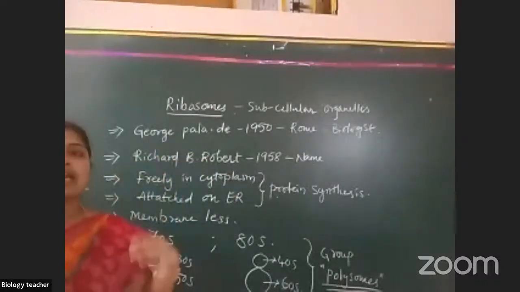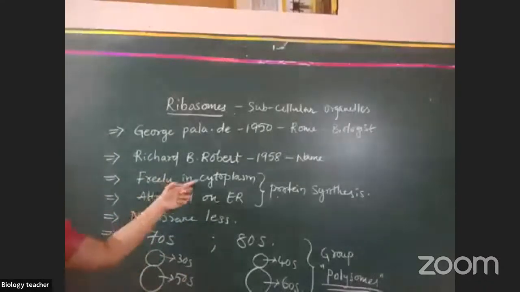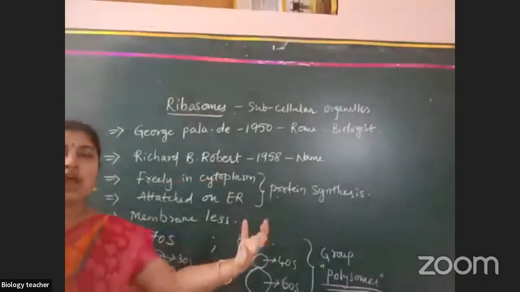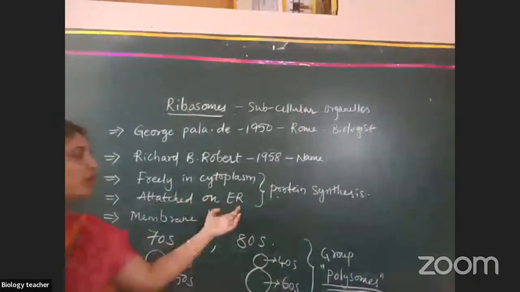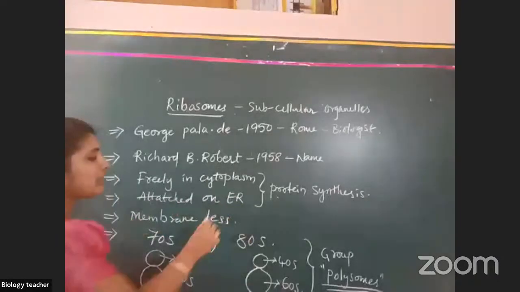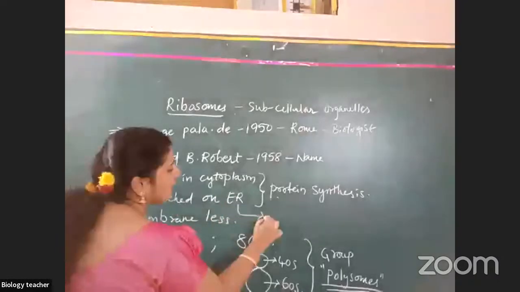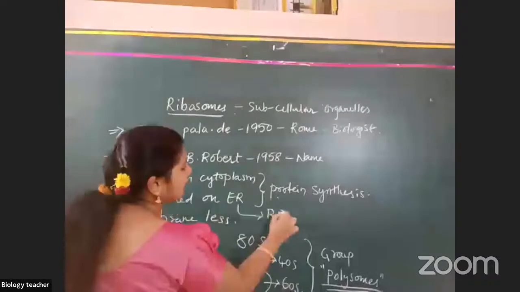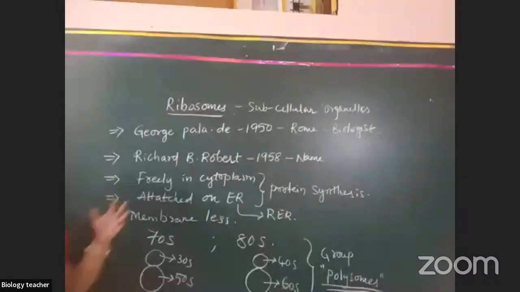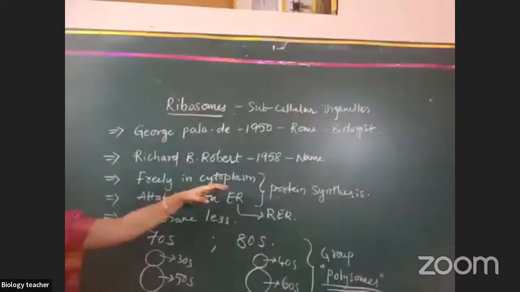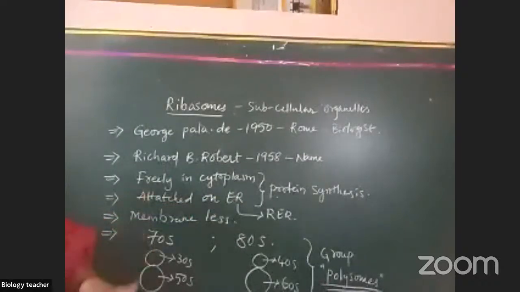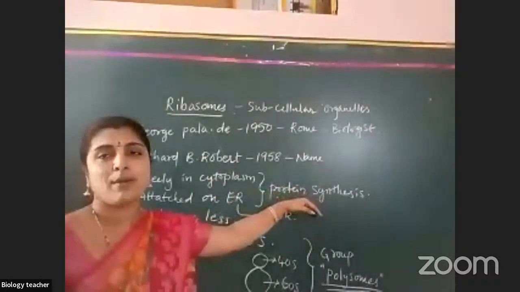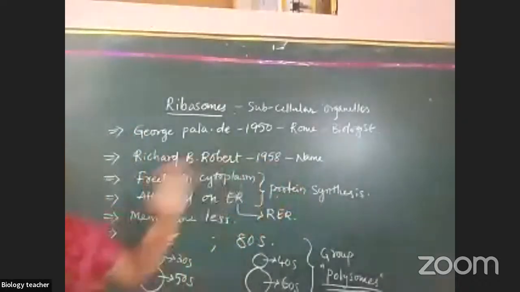In the cell, you find ribosomes freely in the cytoplasm. Some are found freely, moving in the cytoplasm. Some you will see attached on the endoplasmic reticulum, which we call rough endoplasmic reticulum. So we find ribosomes at two places: freely moving in the cytoplasm, and attached on the endoplasmic reticulum. Wherever they are present, their main function is to produce proteins.